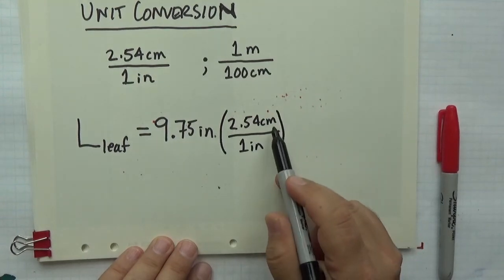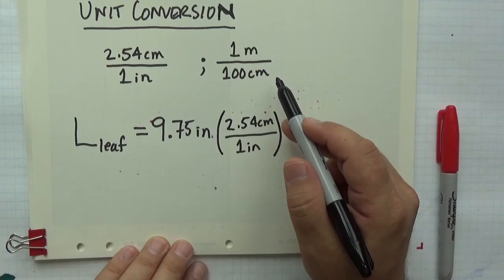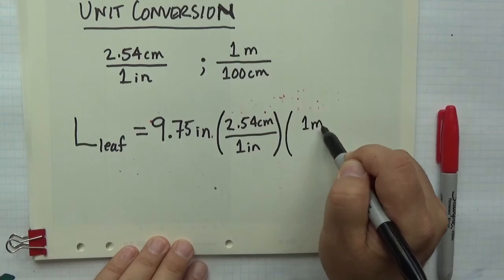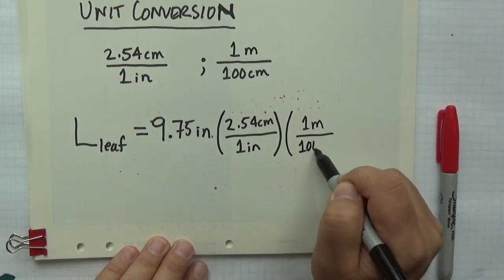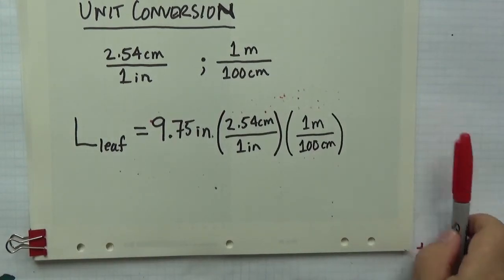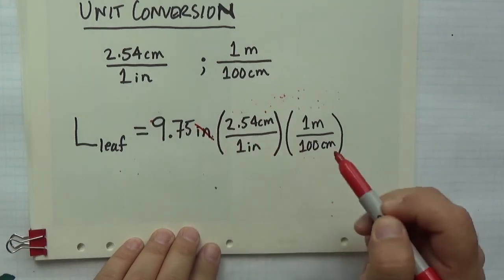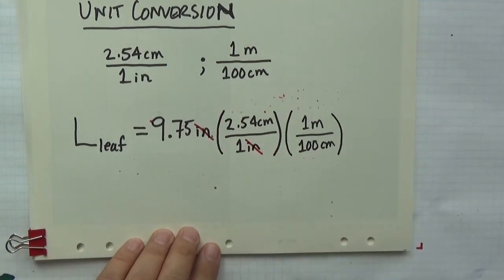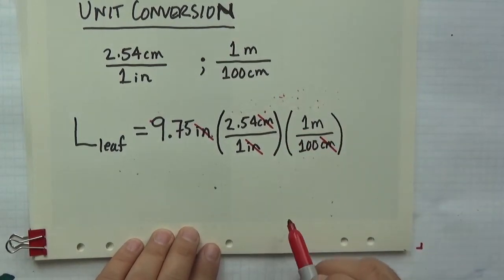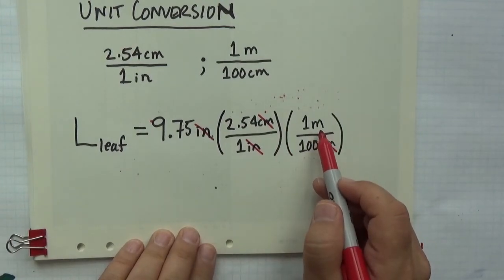I need to convert those centimeters to meters, so I'm going to use this unit conversion also to cancel out the centimeters and leave me with meters. So I'm going to write that as 1 meter per 100 centimeters. And what I mean by cancel out is that if I think of all of this as fractions, the inches in numerators cancel with inches in denominators. The centimeters in numerators cancel with centimeters in denominators, and you'll see all the units have canceled out, and what I'm left with is meters.